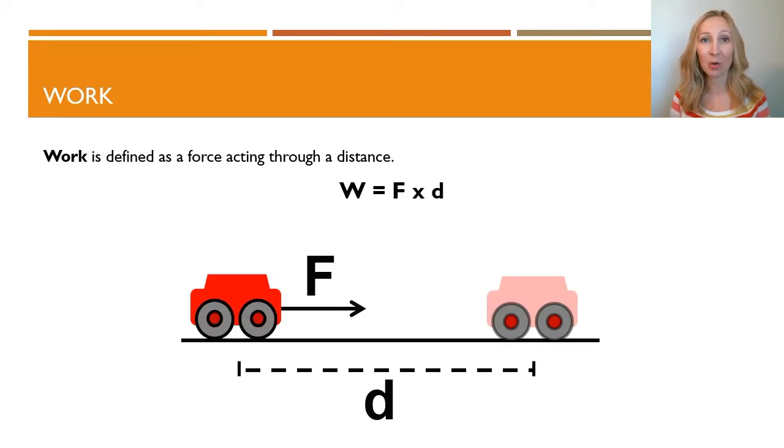And here's the equation. So work is equal to force times distance. Now, you know that work is measured with the units of joules. Force is measured with the units of newtons. So if we take joules, that will be equal to newtons times distance measured in meters. So a newton meter is equal to a joule, and that's how we can calculate work.